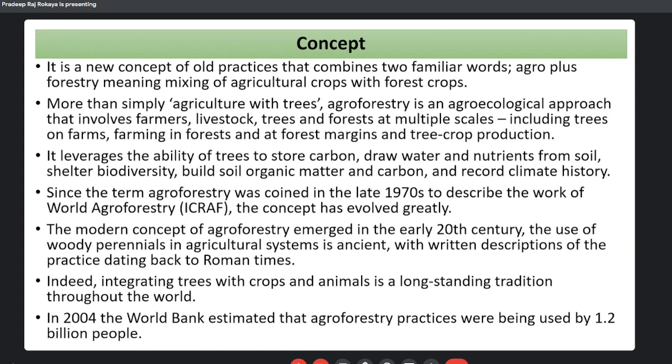I have told you the history part, and so since the term agroforestry was coined in the late 1970s.